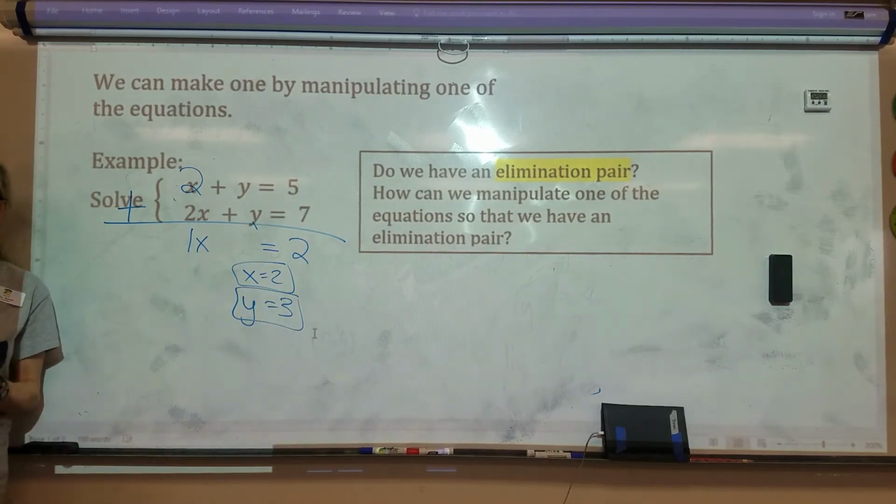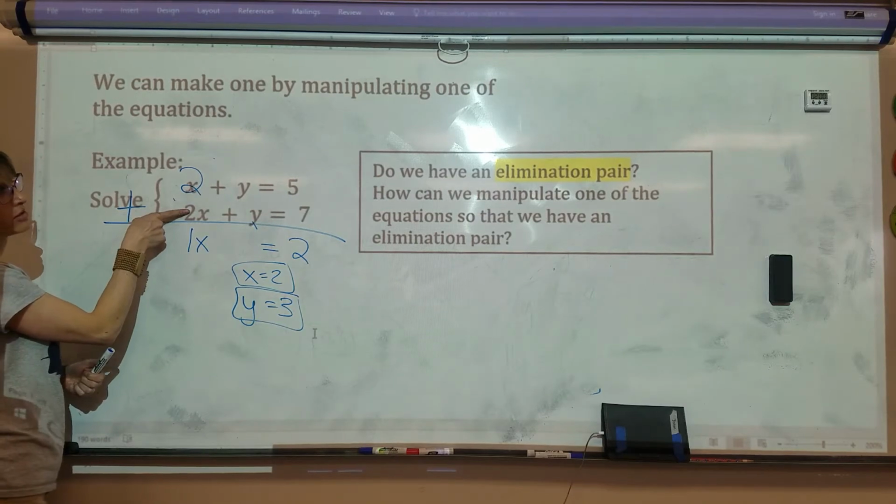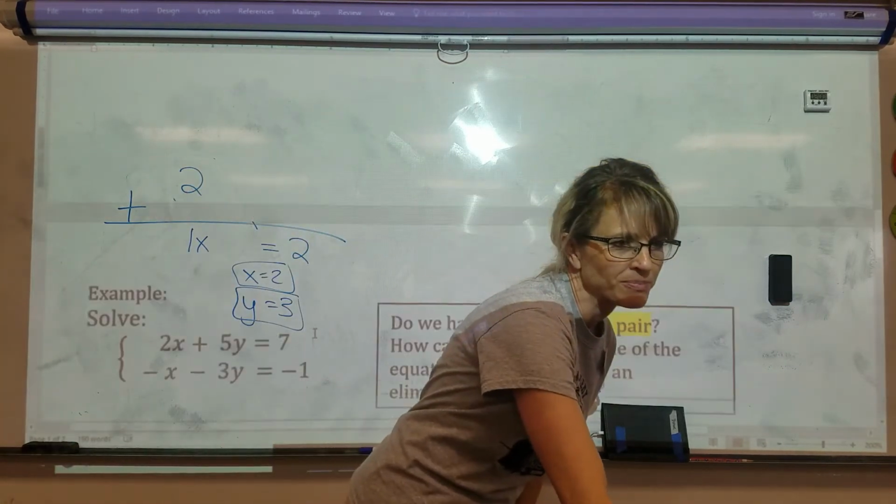Okay, so we got 2 and 3. And if we wanted to check it, we already know 2 plus 3 is 5. We could double the 2, that's 4. Plus 3, that's 7. We know we did it right. Okay, good. Let's do another one.